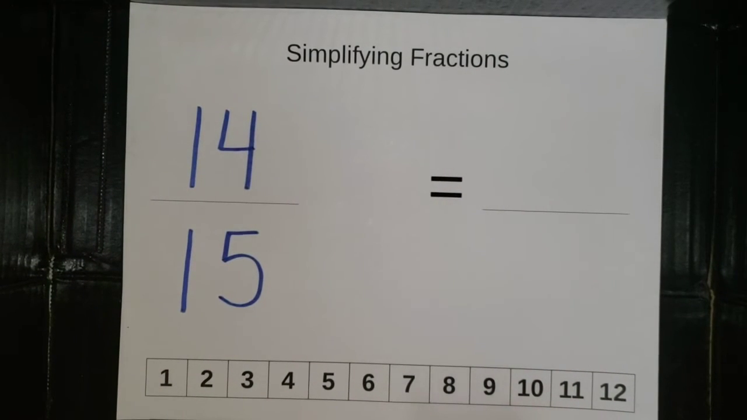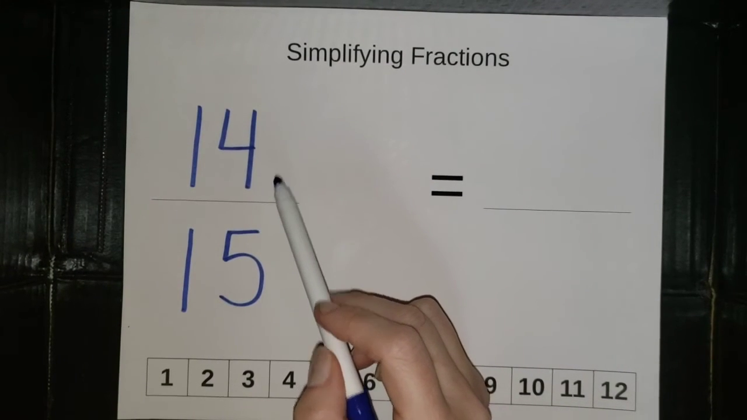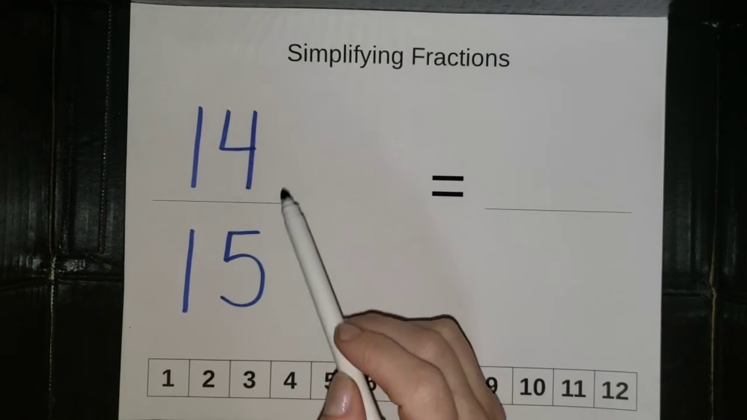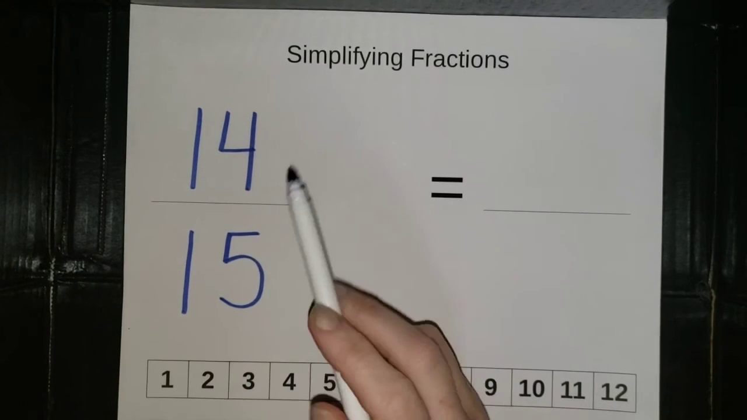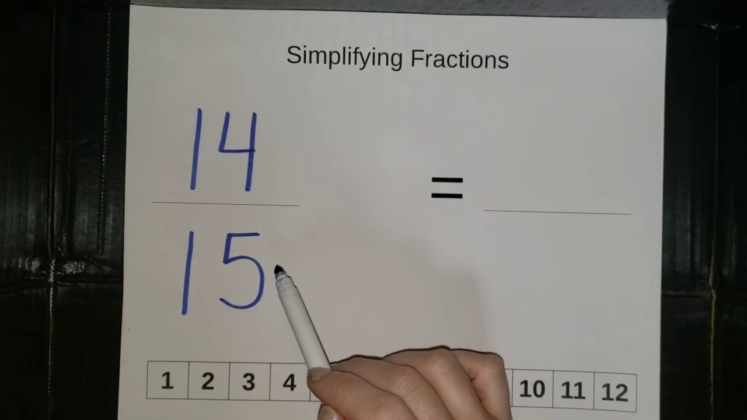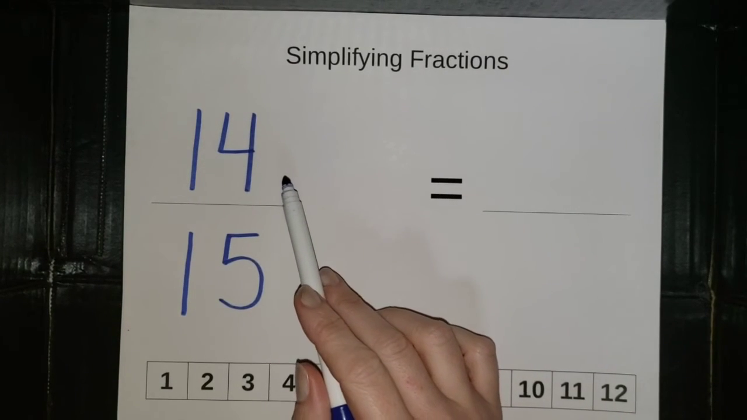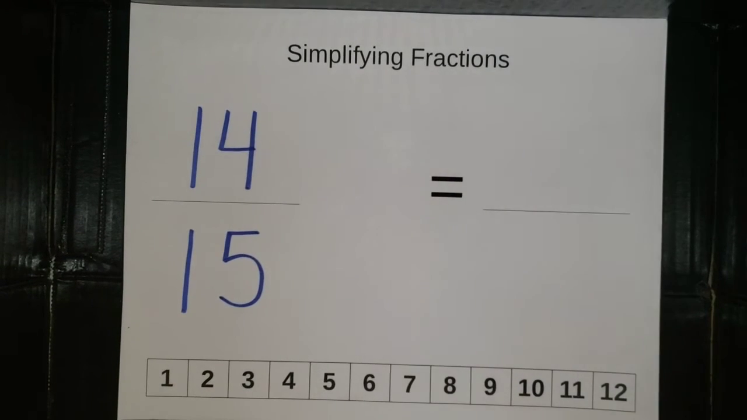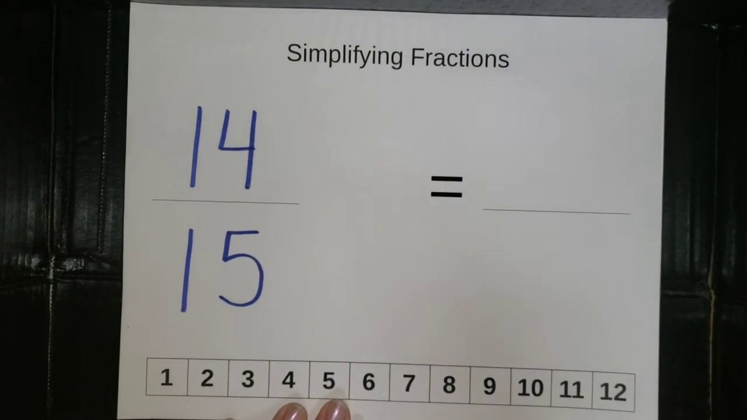It is a common misconception to believe that if the numerator and denominator are larger numbers, meaning 2 digits or greater, that the fraction cannot be in simplest form. But in this case, 14 over 15. Let's check to see if they have any common factors.